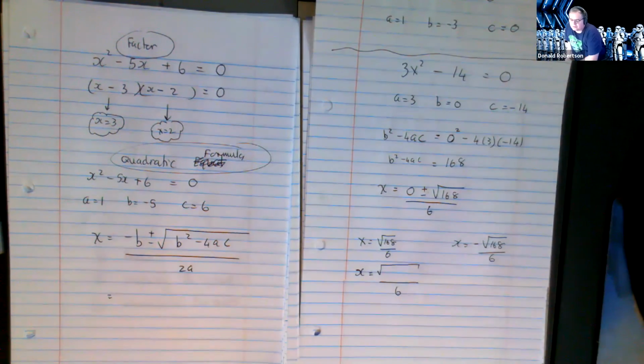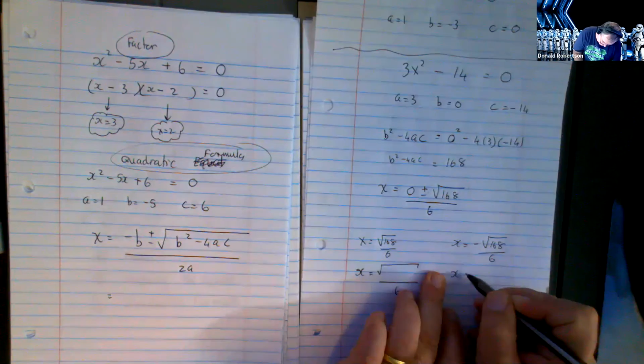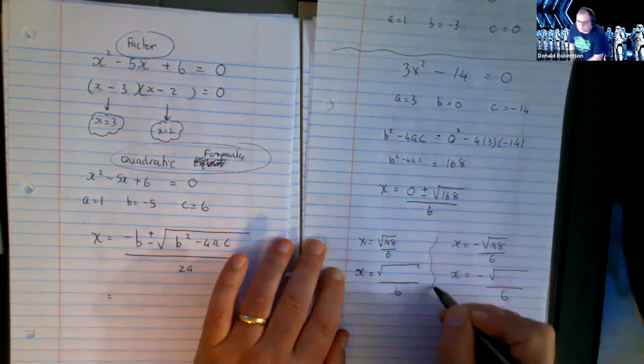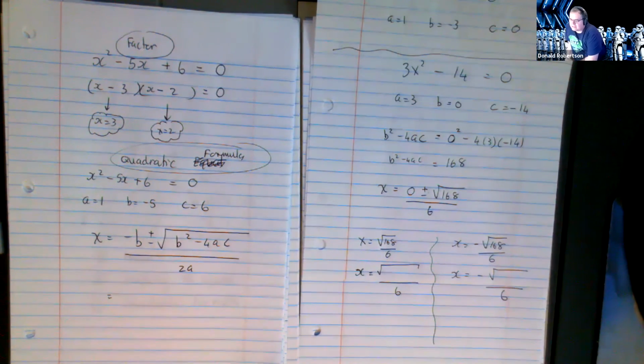Can you think of two numbers that multiply together to give you 168, and one of them is a nice number, a square number like 4 or 9 or 16? Can you think of any two numbers? One of them is a square, because there is one. 4 and 42.